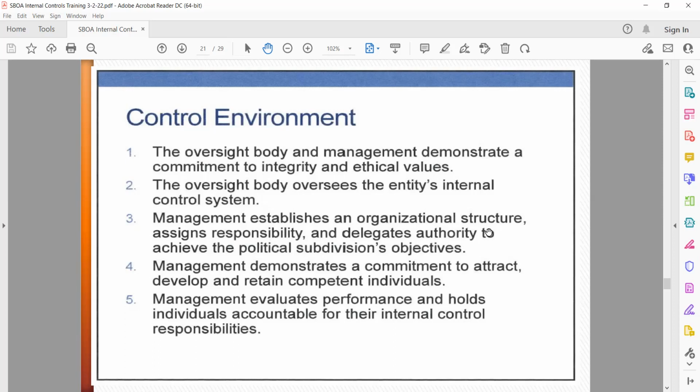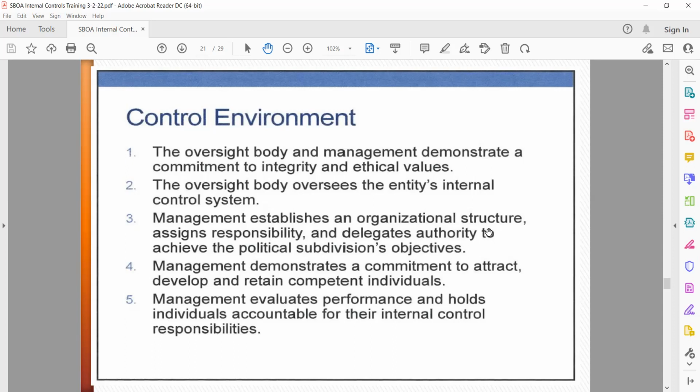One term that we need to define is oversight body. The oversight body works with management to develop and implement internal controls. While management would design and implement internal controls, the oversight body has the ultimate responsibility to oversee that the internal controls have been implemented and are being followed by the political subdivision as a whole.